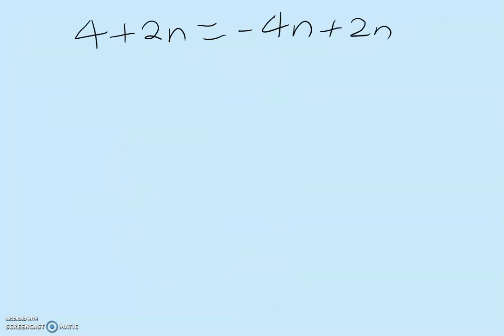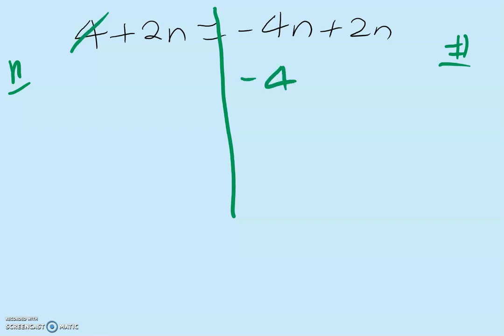For our final example, we want to get all the terms with the n on the left side and the numbers on the right side. So this 4 is just a number by itself. This 1 needs to move. So this 4 becomes a negative 4 on the other side. Positive changes to negative. Okay, and then the positive 2n, this has an n, so it can be on the left side. So it stays the same, positive 2n.